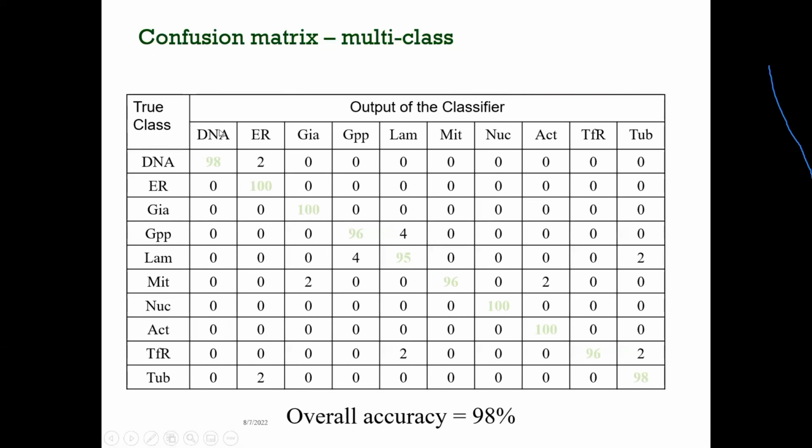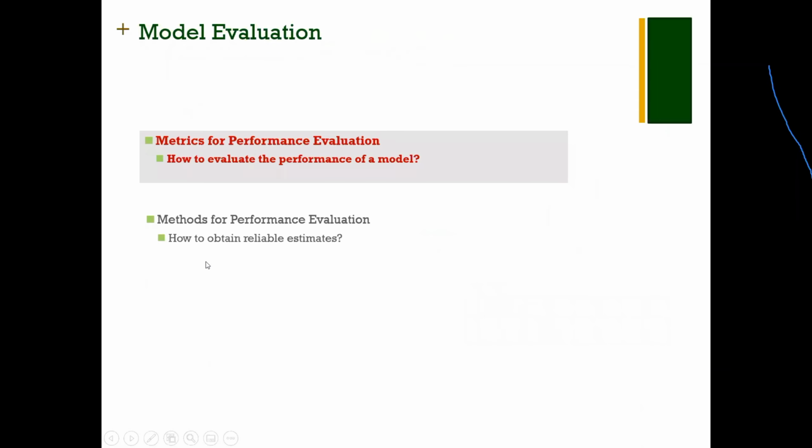You can see here you have DNA. How many DNA? 98 DNA are correctly predicted as DNA, while 2 DNA were mistakenly pushed to ER. All the ER are correctly predicted, you can see 100. And it goes like that. The ones with mistakes, you are going to see extra entries. This is the mistaken one. This is the output from the classifier, where this is the true value from the label we were provided with. This is called a confusion matrix.